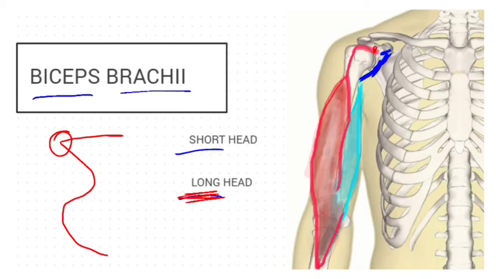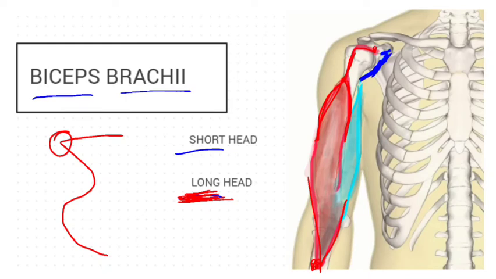From the supraglenoid tubercle, it crosses the humeral head and passes through your bicipital groove, which is another name for your intertubercular groove, because the tendon of the long head of the biceps passes through it. So this is your long head. Both the long head and the short head of the biceps have the same insertion site at the forearm, specifically the radial tuberosity. And also a bit of the bicipital aponeurosis into the deep fascia of the forearm.